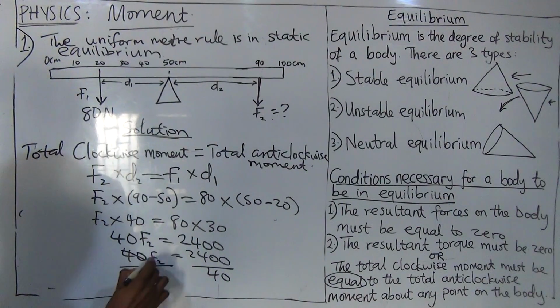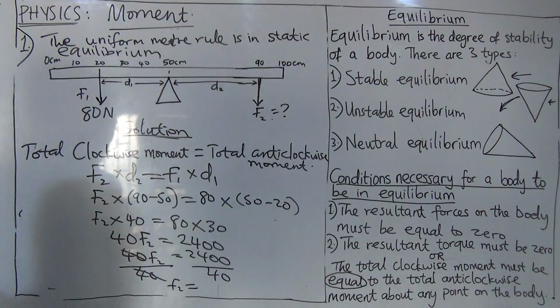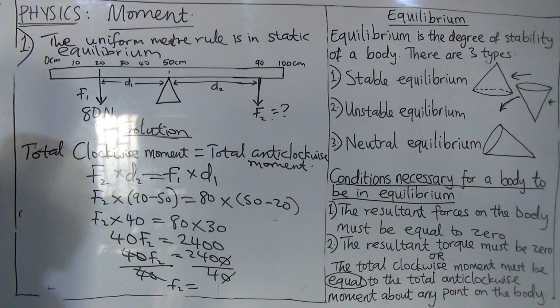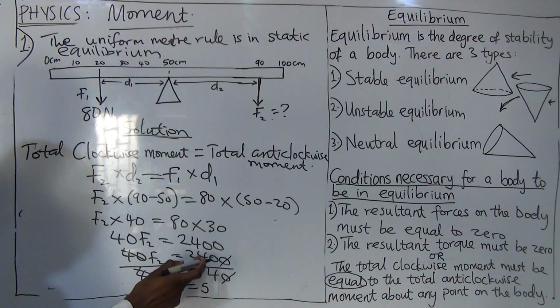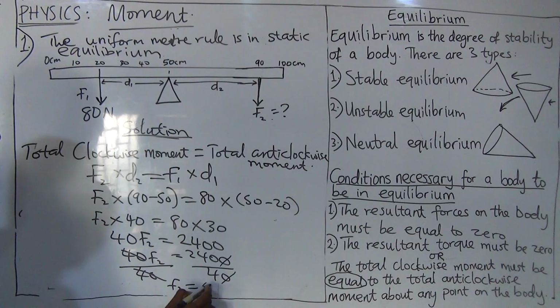So 40 will cancel out 40. On the left-hand side, we are left with F2 is equal to 2,400 divided by 40. 240 divided by 40: 200 divided by 4 will be 50, and 40 divided by 4 will be 10. So your answer will be 60.